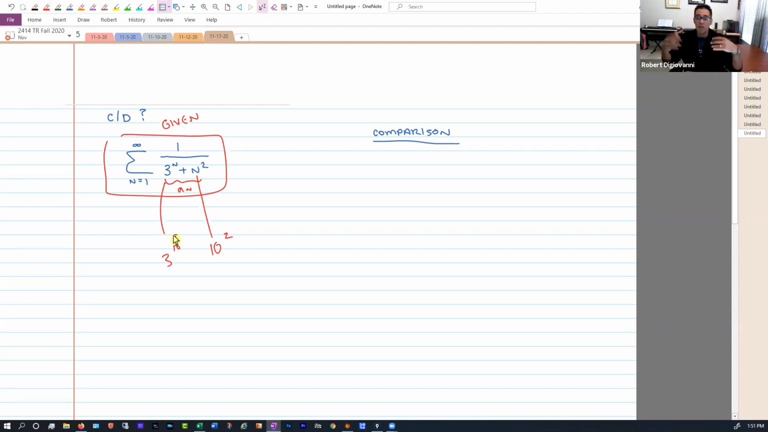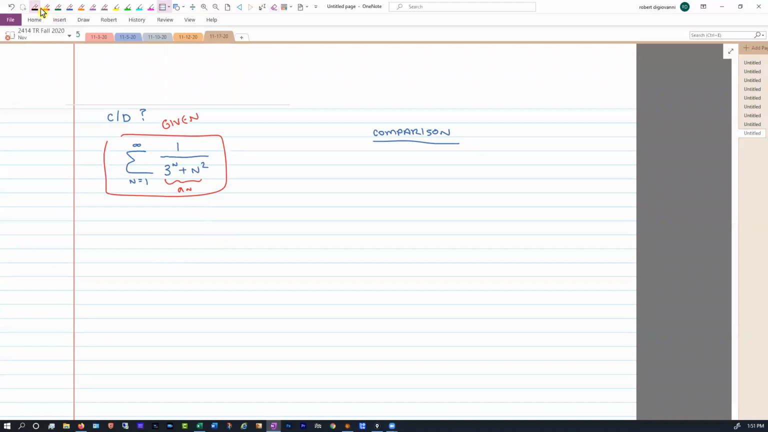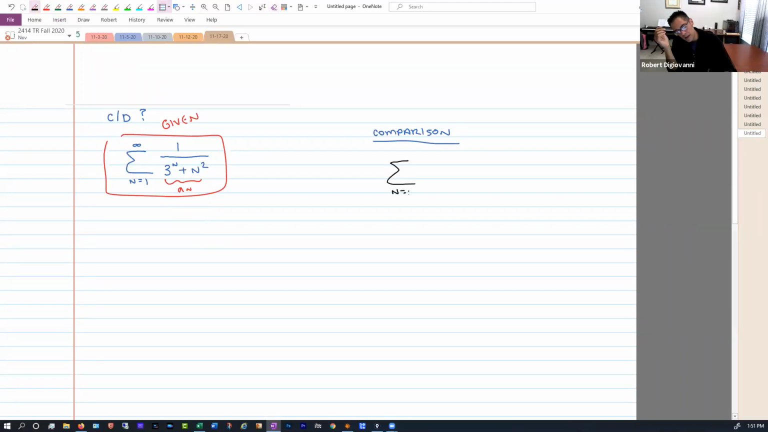So what I'm going to guess right now, and it's not a blind guess, but a hypothesis I have, is that I want to compare that to this. Because I'm saying that when n gets really big, this n squared doesn't matter as much. So I'm comparing it to this. So this is my comparison. And this right here is my b sub n.